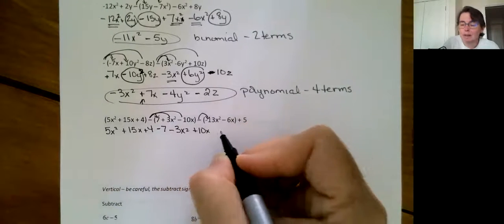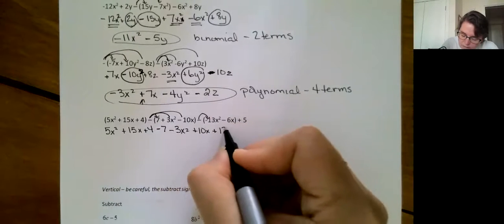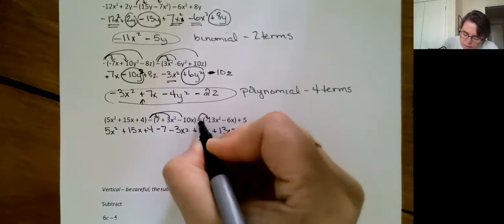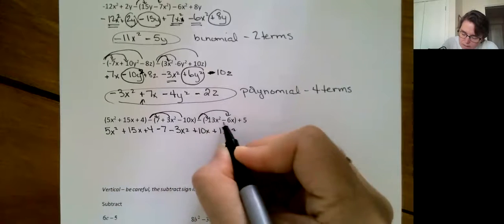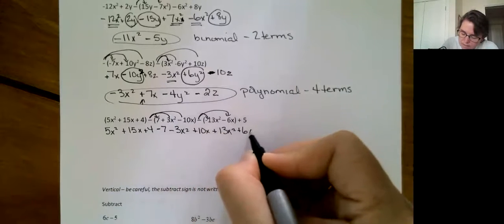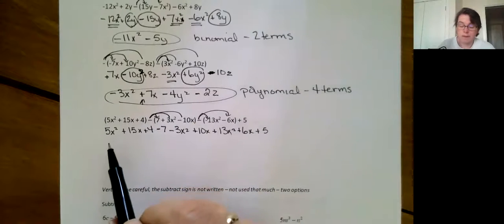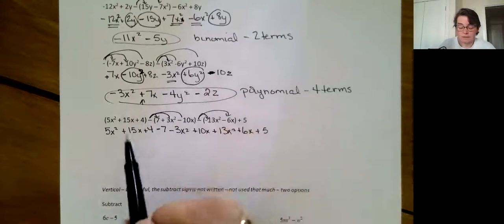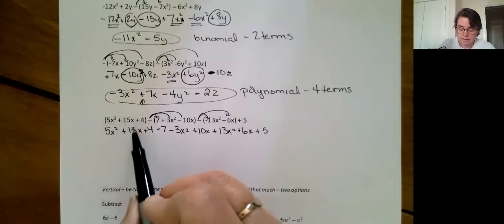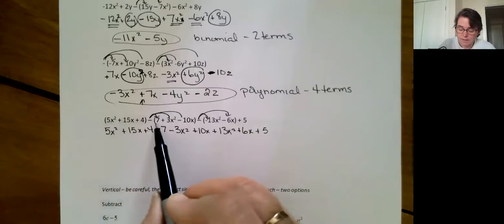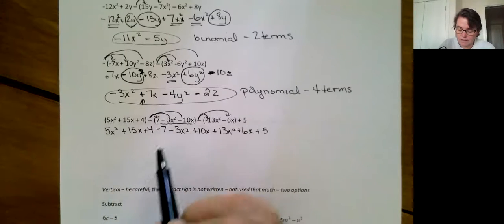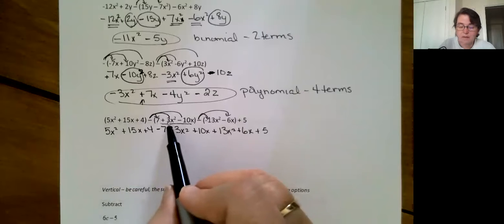Math is so cool. Plus 13x squared plus 6x plus 5. All right, now, because I was screwing up there, I'm going to double check. This should come down exactly the way it is. Okay, that's good. This one, everything should change the sign, so minus 7.